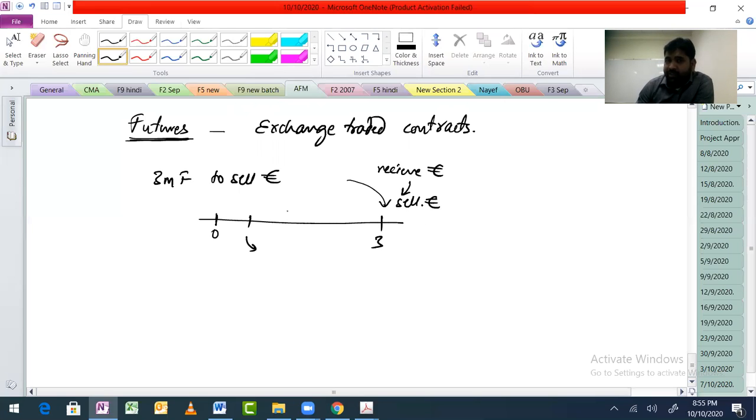Agreed? Now the thing is, after 1 month, the contract because of which I was going to receive the euro, that contract got cancelled. Fine. I was going to receive euro because I have exported, right? So the export order got cancelled.